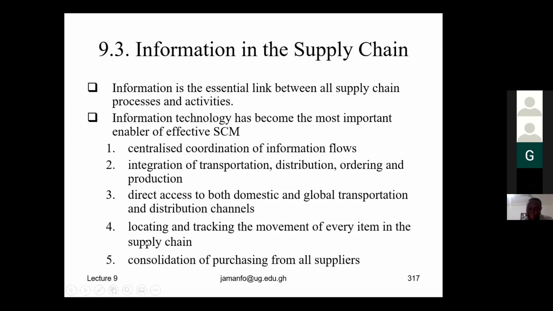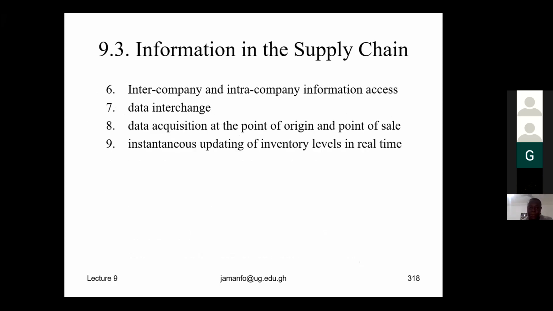And that is all about locating and tracking the movement of an item. Like I said, they'll give you a code, and with that code, you can go online to the DHL website, put it in, and you can see your item went from here to that place, to that place. You can track the movement of your items. There is also intercompany and intra-company information access and data exchange. Obviously, if we are connecting our systems to other computer systems, there is going to be data interchange and data acquisition at the point of origin and the point of sale. And these days you can see retailers focus on collecting as much data as possible at the point of sale.